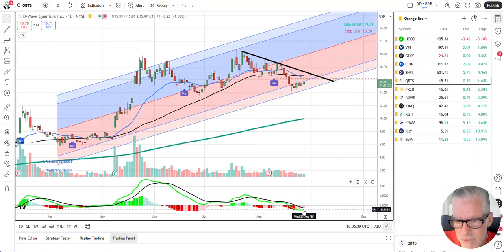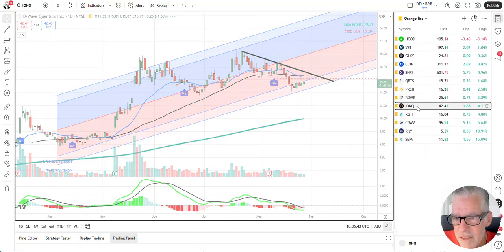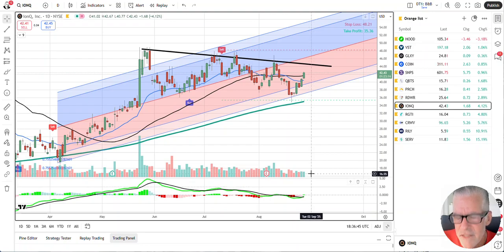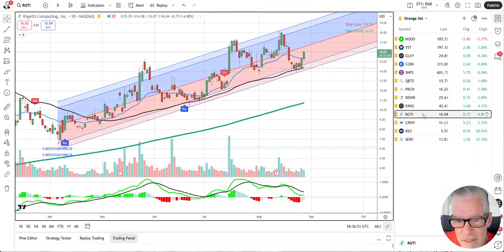MACD down here is closing. It's below the zero line, but it's not near a buy signal just yet for QBTS. IONQ is giving us just now today, very first day, a buy signal below the zero line. And how about RGTI? It's above the zero line. Okay, doesn't rule it out. Doesn't mean it's a bad thing. It's just that it's not giving us as much upside potential as IONQ.